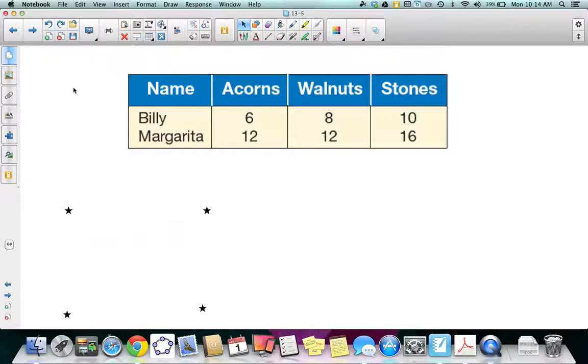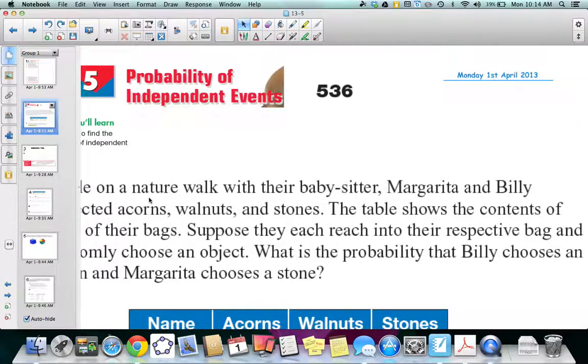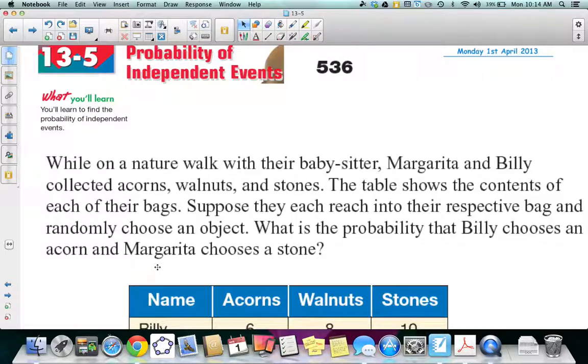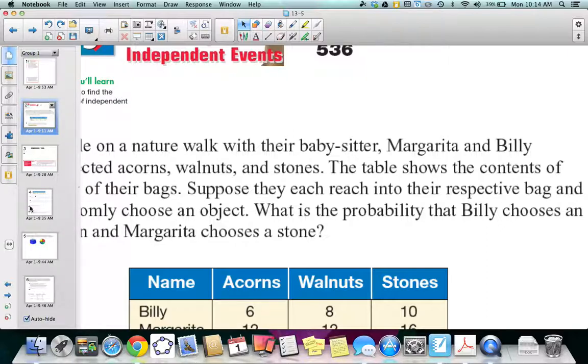Let's go back to Billy and Margarita's example. In that example, we were asked the question, what is the probability that Billy chooses an acorn and Margarita chooses a stone? So let's go back to that example and let's answer it.